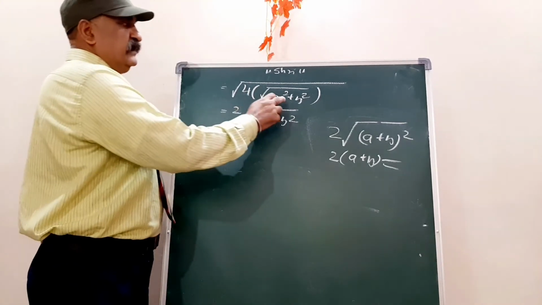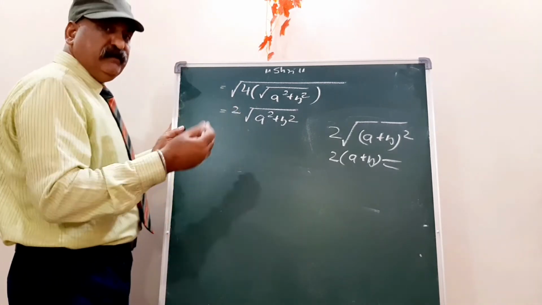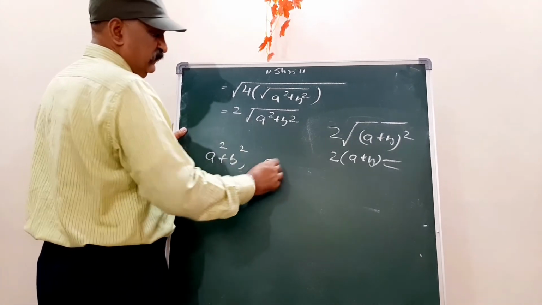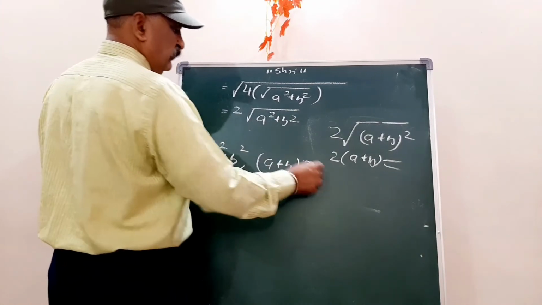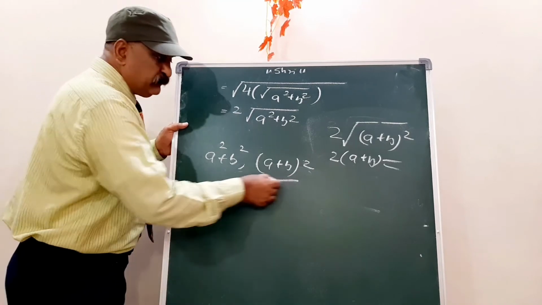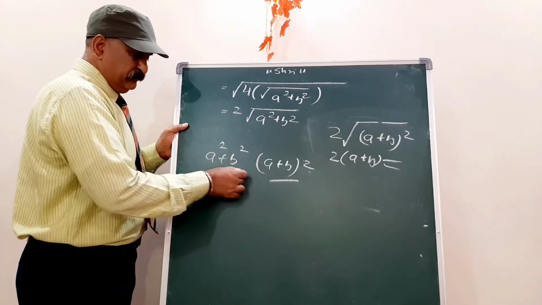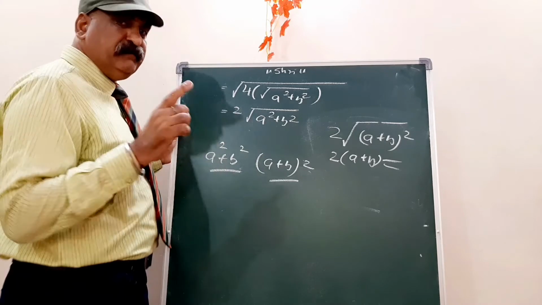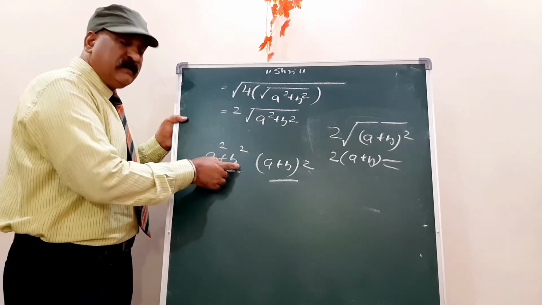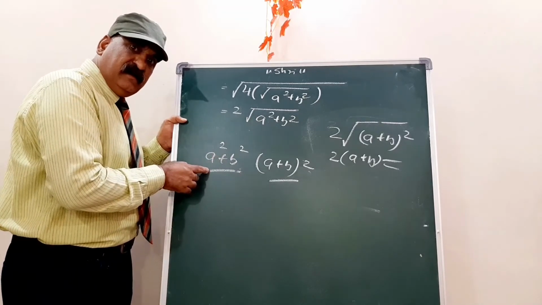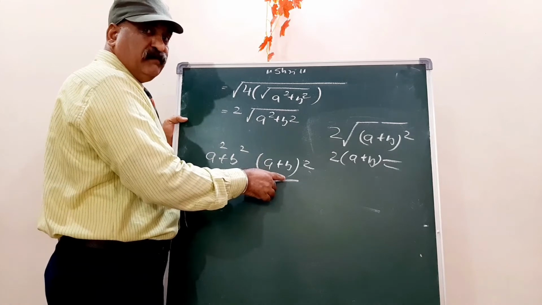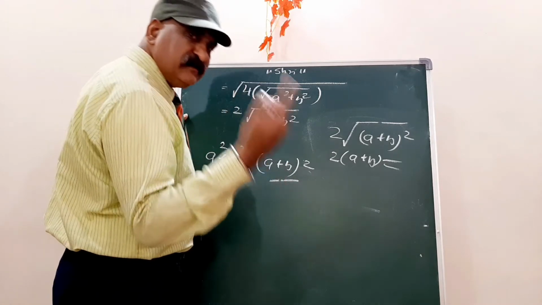What is the difference between these two? A square plus B square, and this is A plus B whole square. Generally students make mistakes in these two identities. A plus B whole square and A square plus B square. What is the difference between these two? Here, यहाँ पे पहले मैंने दोनों नंबर का स्क्वायर किया है और बाद में प्लस किया है, और यहां पर मैंने पहले दोनों नंबर को प्लस किया है उसके बाद स्क्वायर किया है.